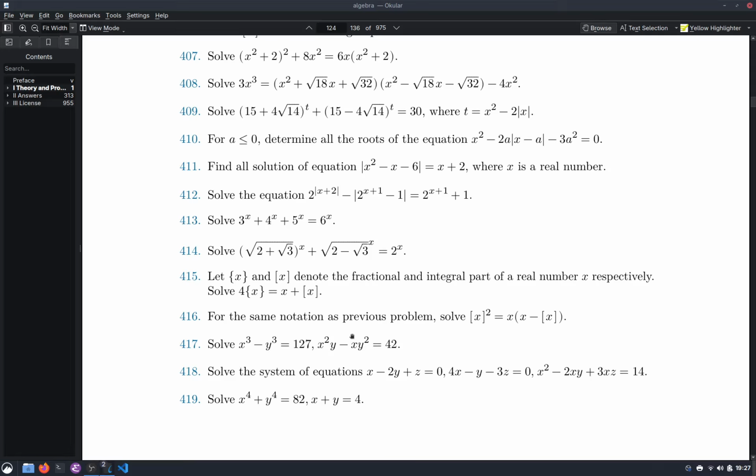This is the 42nd set of problems on polynomials and theory of equations. So we have covered till now 41 sets, that is up to problem 410.